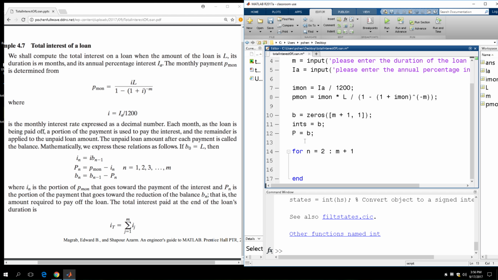B0 equals A0 means that B(1) actually equals A0. We are using the first element inside of this vector to store the balance of the zeroth month, that's capital A0. And then what's going to be i_n? Not i_n, it's ints(n). Then we can just use the mathematical formula here. It must equal small i, which is the i_mon that we have translated into this code here. It's i_mon times the balance from the previous month, that's B(n minus 1).